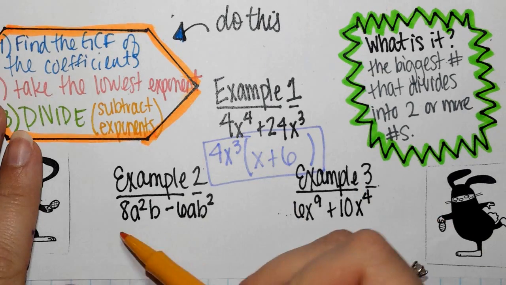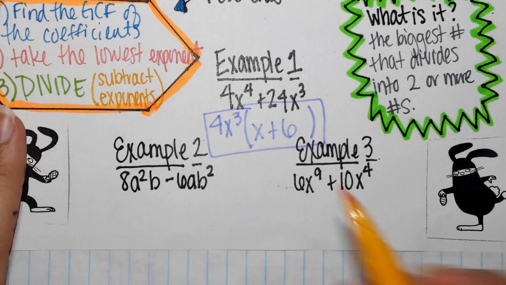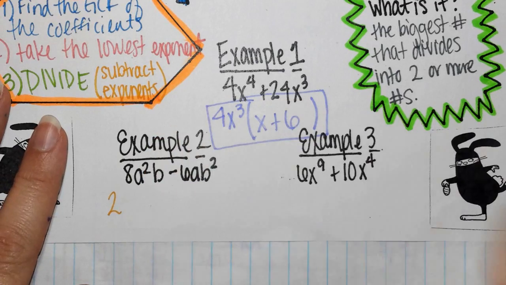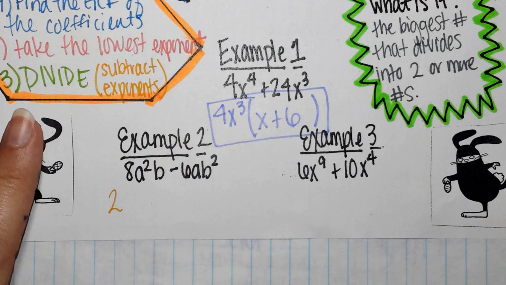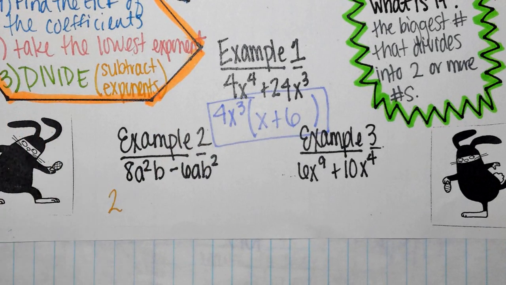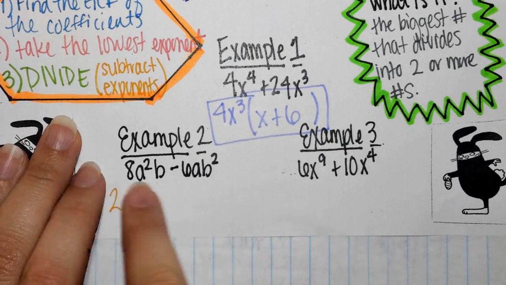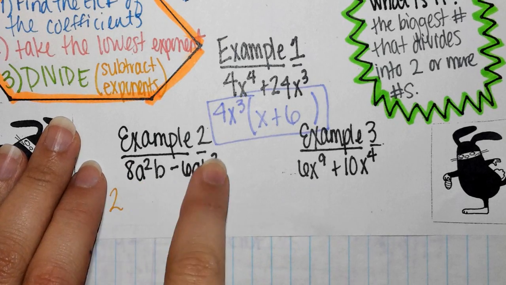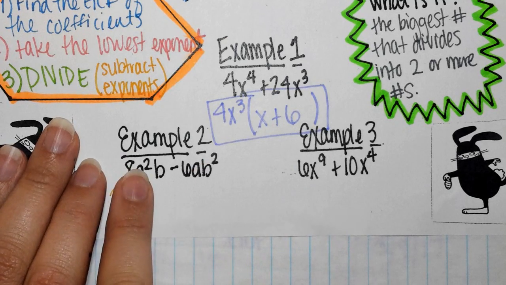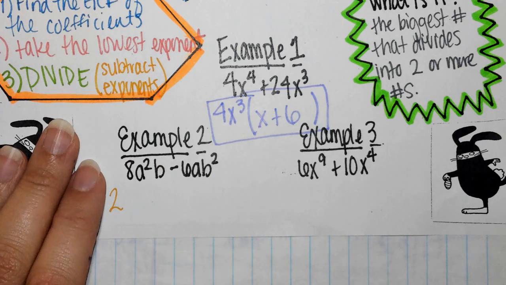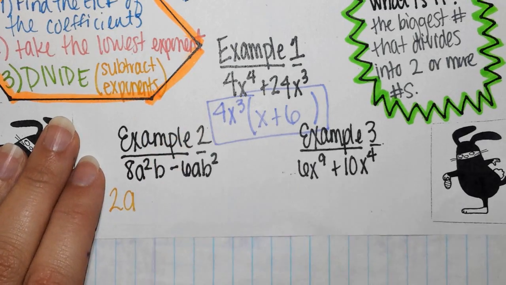Alright, so as Maggie just said, the biggest number that goes into both 8 and 6 is 2. Do we agree or disagree? I agree. Now, 3 goes into 6, but it does not go into 8. 4 goes into 8, but it does not go into 6, so 2 is the only one. Now, you have to look at both variables, because both of these have both variables. What's smaller, 2 or 1? 1. So you take out an a.